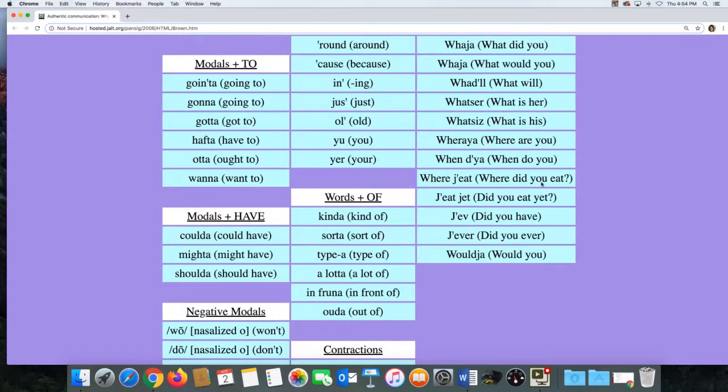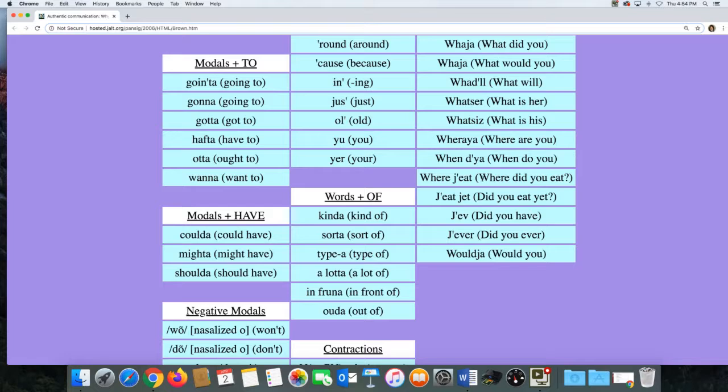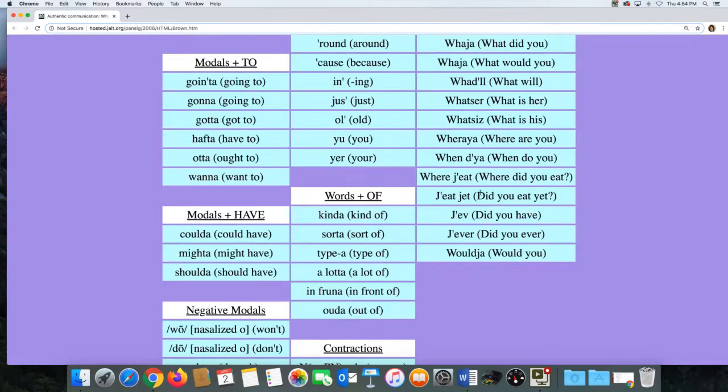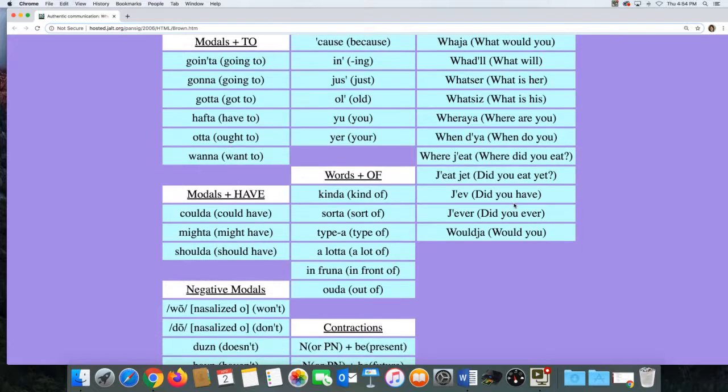And then you get longer phrases. Where did you eat? Where'd you eat? You can see how much it gets put together there. Where'd you eat? Did you eat yet? Did you eat yet? That's one we tried before. Did you have? Did you have? Agree with that exactly. Did you ever? Did you ever? And would you becomes would ya.